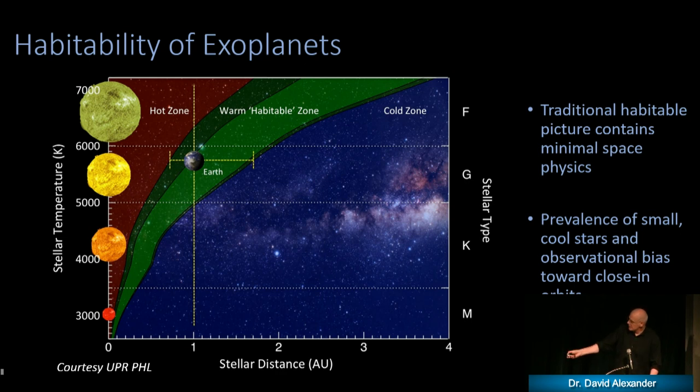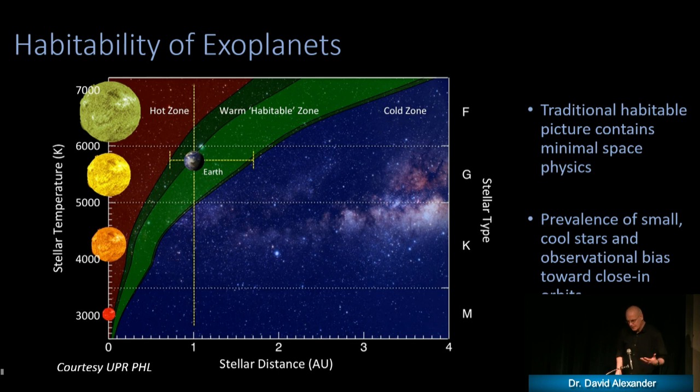This is a G-dwarf star. These are called M-dwarf stars. They're about 3,000 degrees Kelvin, about half the temperature of the Sun. Proxima Centauri, the nearest star to us, is an M-dwarf star and actually has a planet around it. And so what happens is you end up in this very thin region down in here.